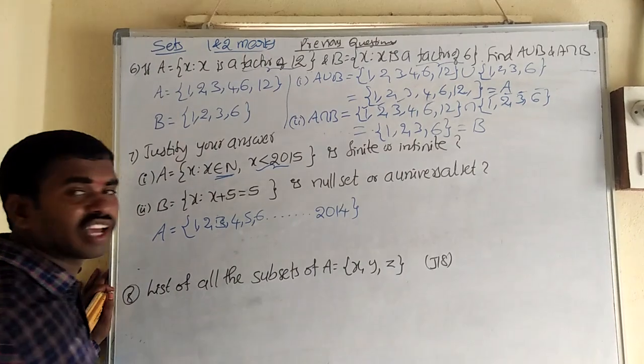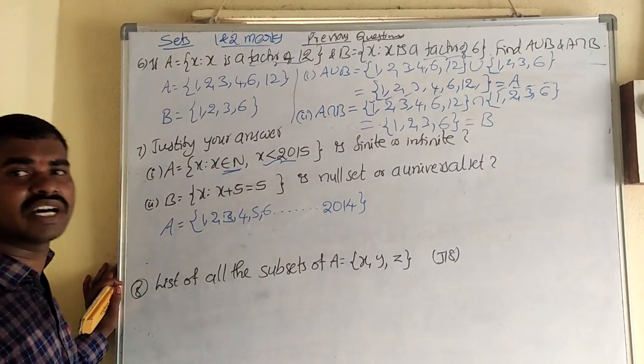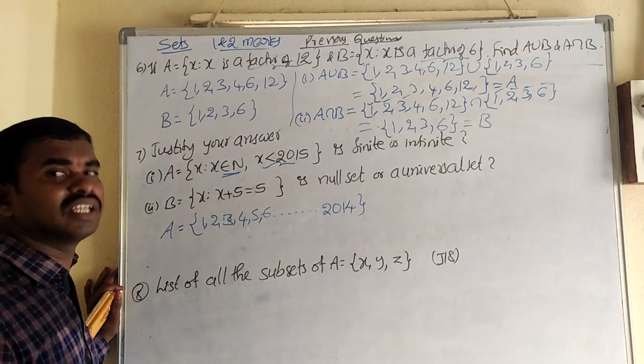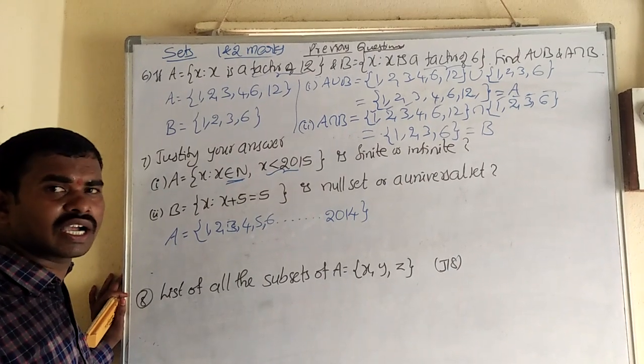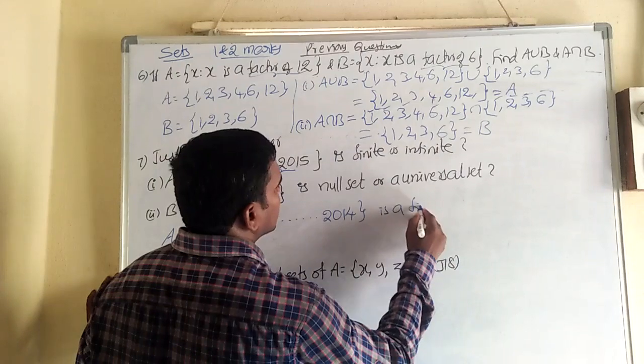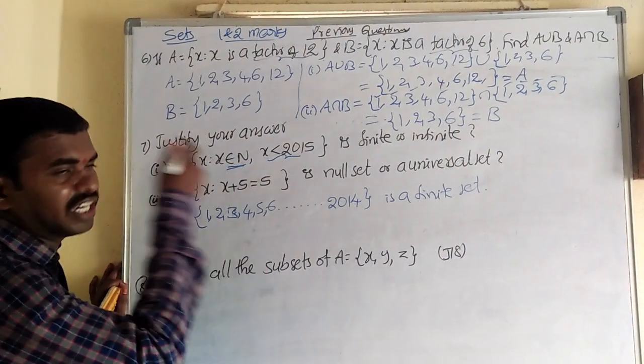Is it finite or infinite? Now tell me, how many elements are there? 1, 2, 3, 4, 5, up to 2014. 2014 elements are there in that. That is finite. If it is not possible to count, that is infinite. If it is possible to count, that is finite. So it is a finite set. The answer is finite.